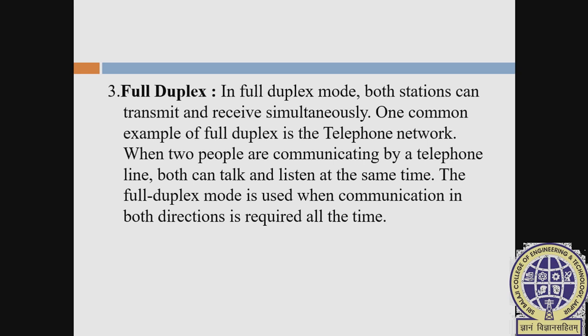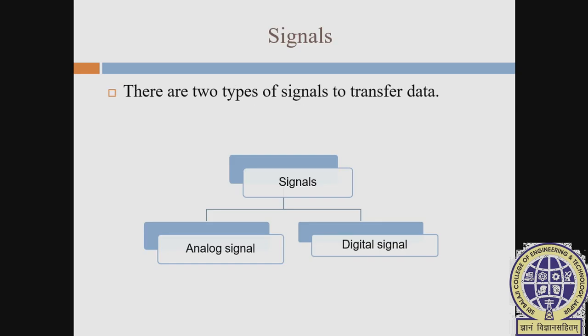Full duplex. In full duplex mode, both stations can transmit and receive simultaneously. Both stations send and receive. At a time I can send and I can receive information, if I am a node of a communicating device. One common example of full duplex is the telephone network. When two people are communicating by telephone, both can talk and both can listen at the same time. The full duplex mode is used when communication in both directions is required all the time.